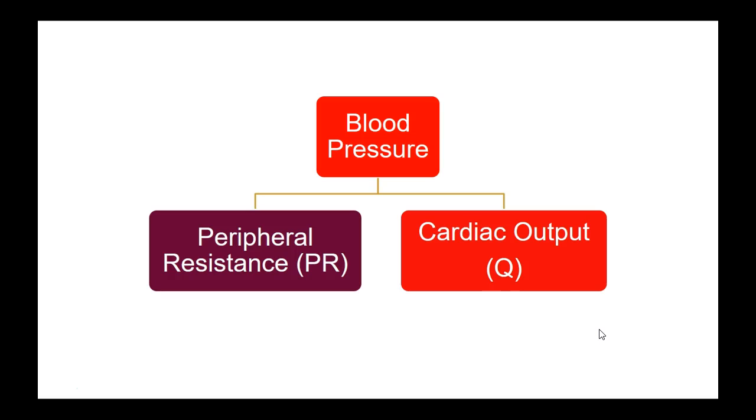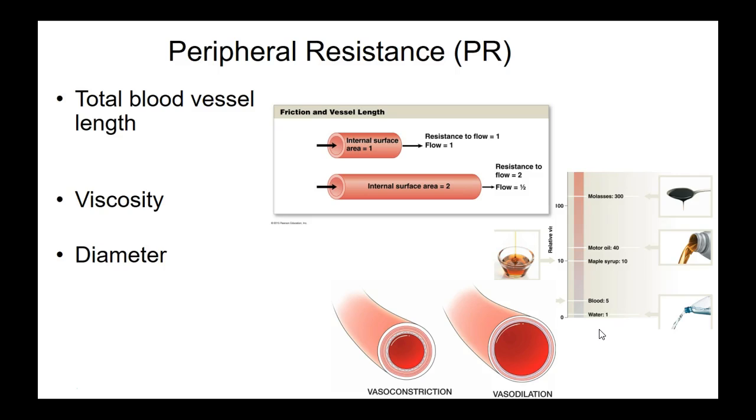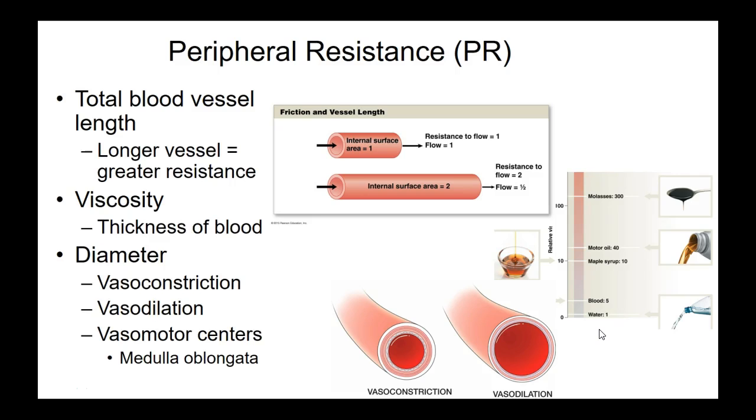All right, so here, cardiac output and peripheral resistance. Let's talk a little bit about peripheral resistance. It turns out you can change resistance by changing the diameter of the blood vessel, specifically in the arterial system, that's the arterioles. And it is exponentially related.